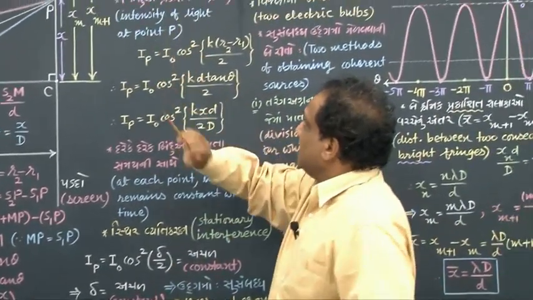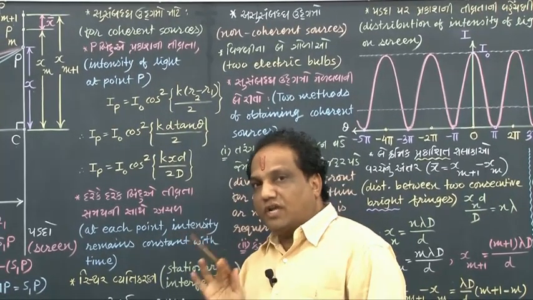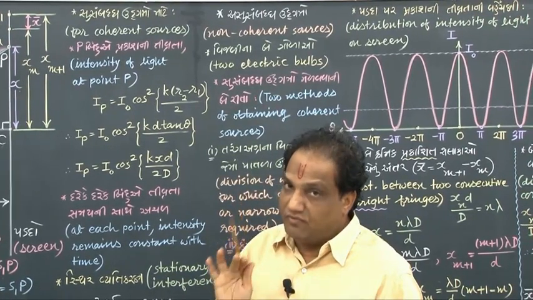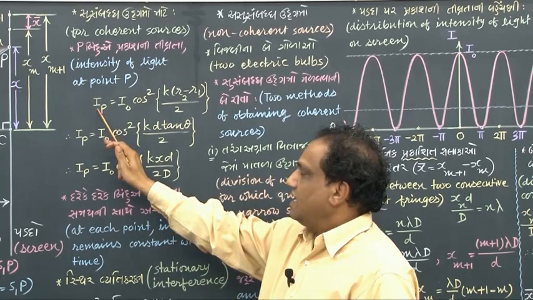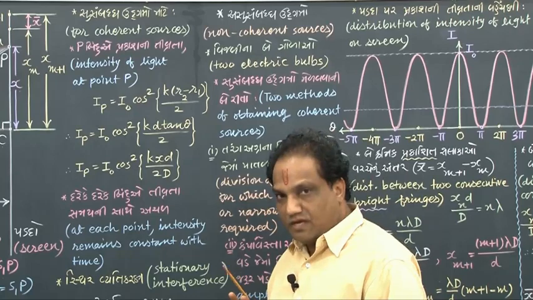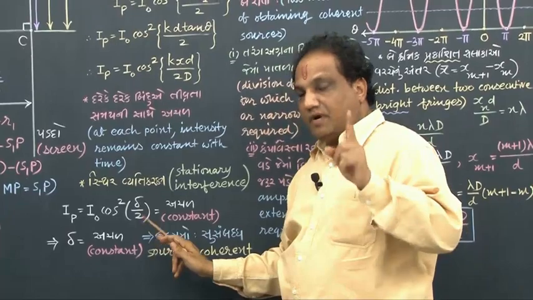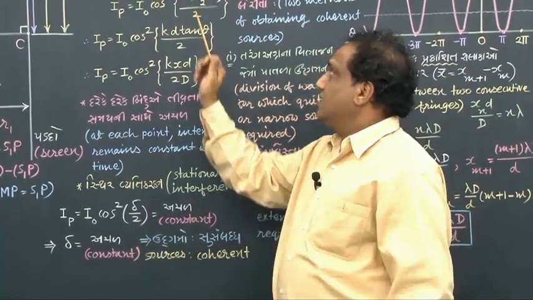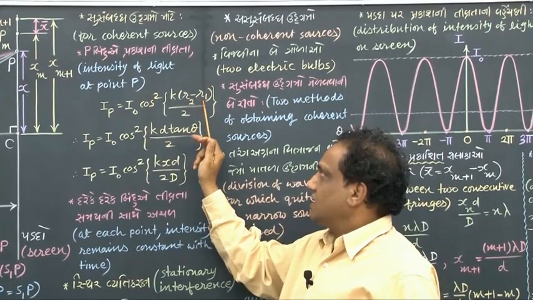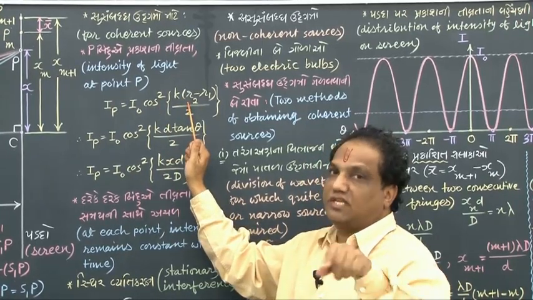Now, for coherent sources, what can be the intensity of light at the point of superposition? That formula we have derived just now: I equals I0 cos square delta by 2. Remember the formula? But what was that delta? Delta was K into R2 minus R1. Whether you write R1 minus R2 or R2 minus R1, it makes no difference, because cos of minus theta is as good as cos theta.